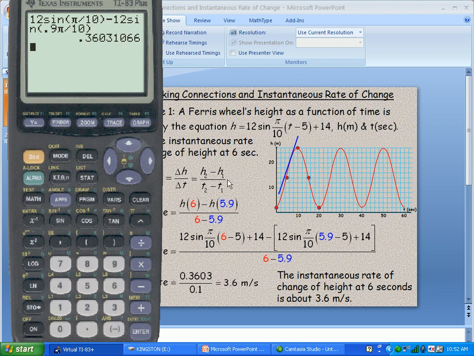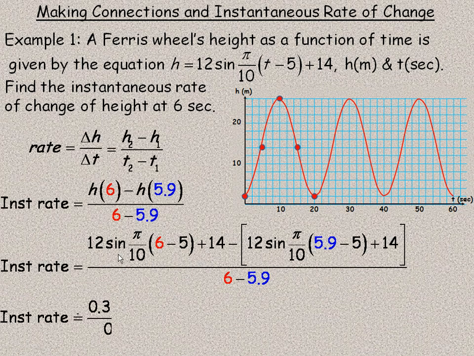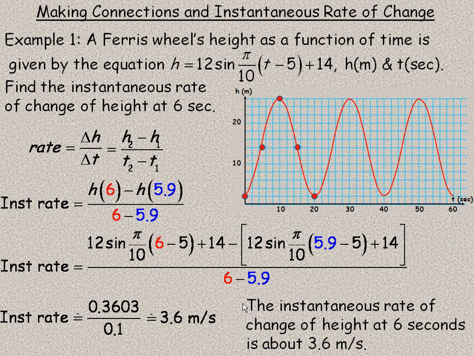We'll go back to our... So the instantaneous rate, or a good approximation for it, is going to be 0.3603 meters, and then of course in the denominator we have 0.1 seconds. So dividing 0.36 by 0.1, we get about 3.6 meters per second. And so that's a very good approximation for the instantaneous rate. It's pretty close to 3.6 meters per second. What that rate actually looks like in the graph, if we were to actually draw a tangent line at 6 seconds, then the slope of that tangent line should be 3.6.